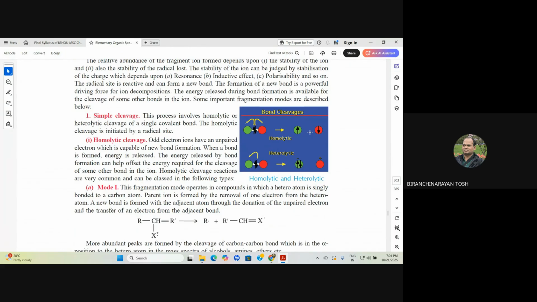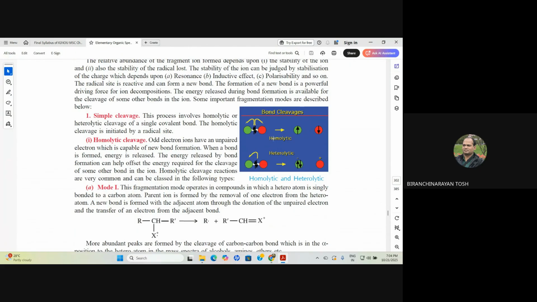If it is simple cleavage, the process involves homolytic or heterolytic. In homolytic cleavage, odd electron ions have an unpaired electron which is capable of new bond formation. When a bond is formed, energy is released. The energy released by bond formation can help offset the energy required for the cleavage of some other bond in the ion. Homolytic cleavage reactions are very common and can be classed in the following types.